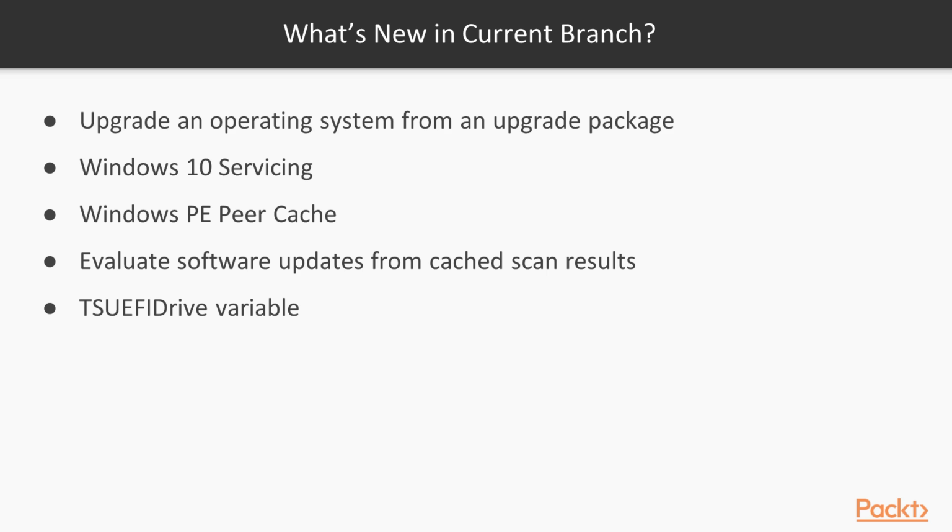Windows PE Peer Cache. This allows systems running a task sequence to download content from a local peer machine while in the Windows PE. Evaluate software updates from cached scan results. This is a new checkbox in the Install Software Updates task sequence step. When unchecked, it allows the system to connect to the software update point and download the latest software updates catalog to scan against, determining what software updates are needed.